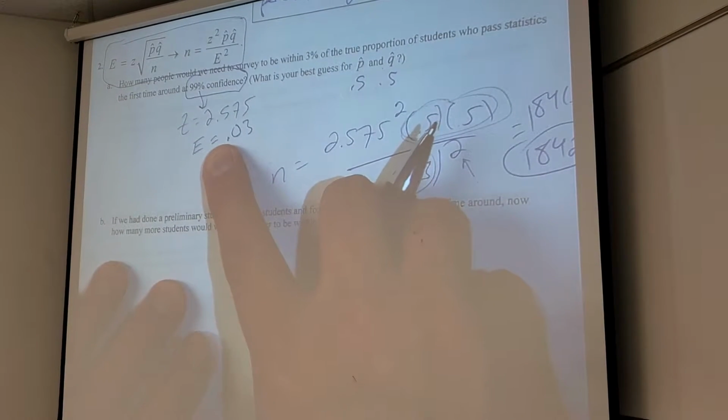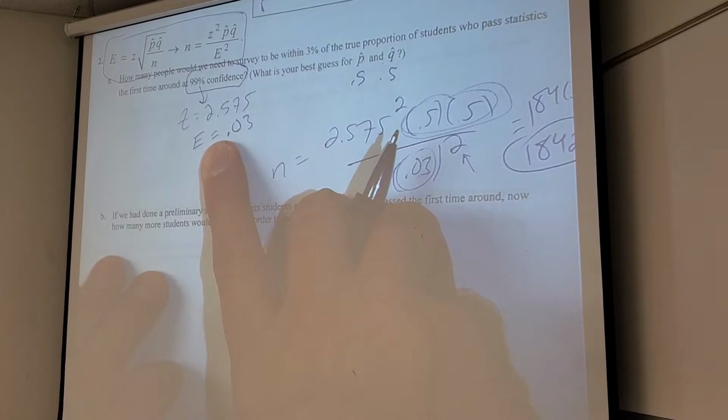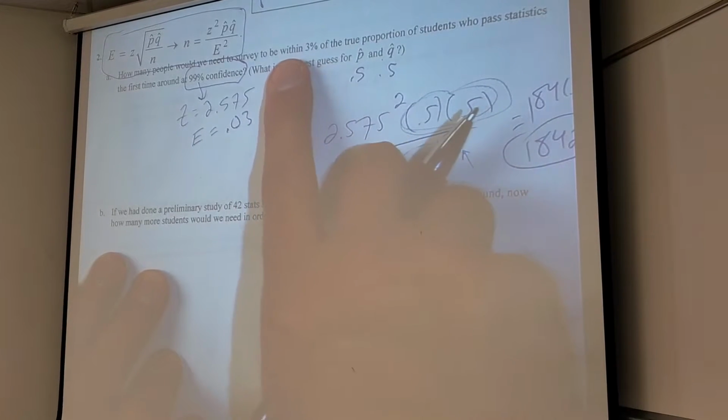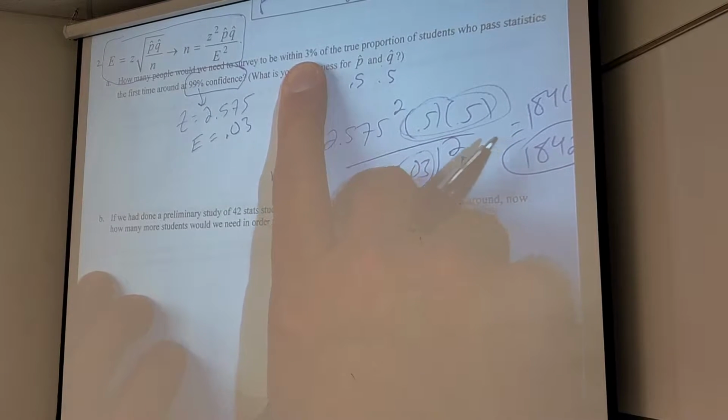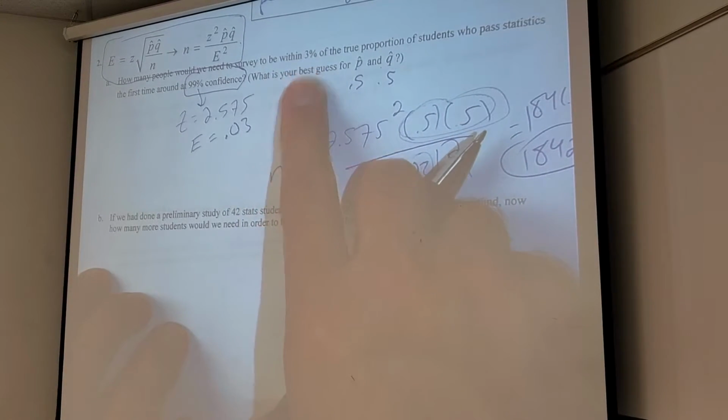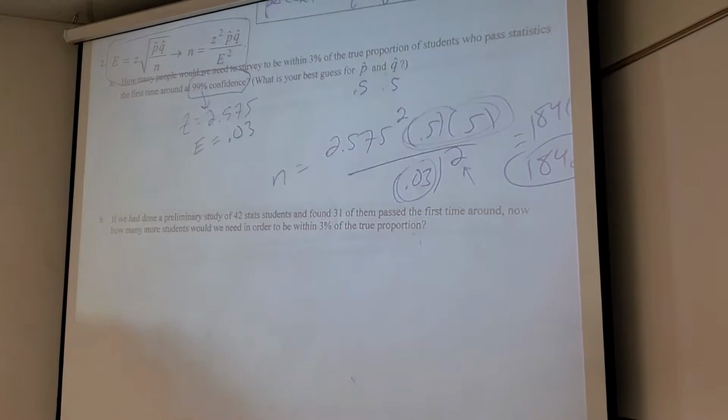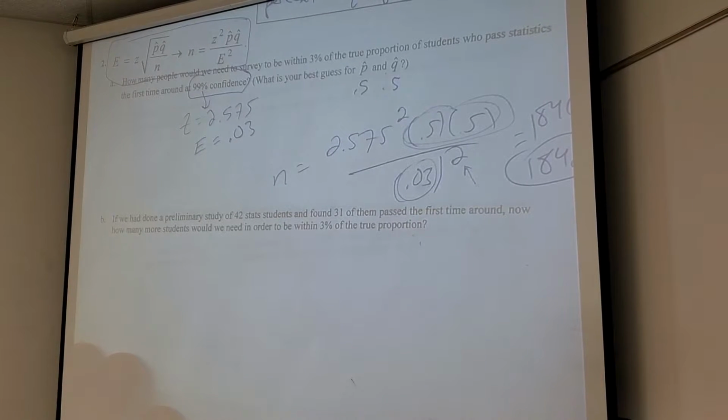Error is how much I'm off by. So that's why the word "within" might not always be used, but when it is, it's a huge clue. That's your error. I want to be within 3%. I want to be off by 3%. I want my error to be at most 3%.